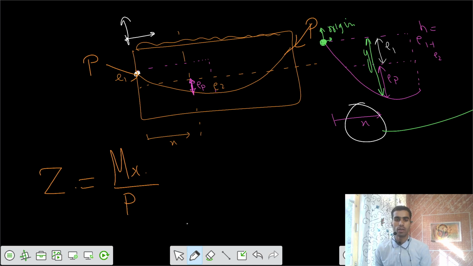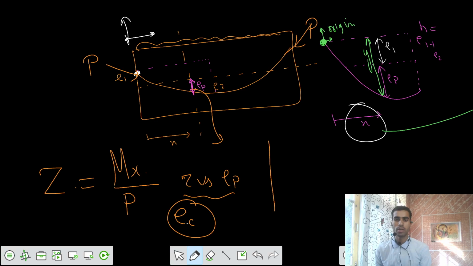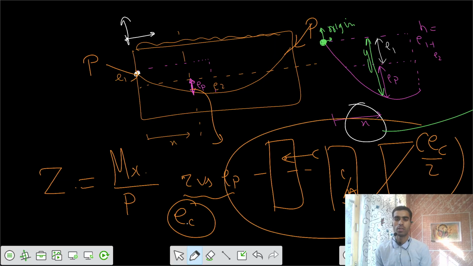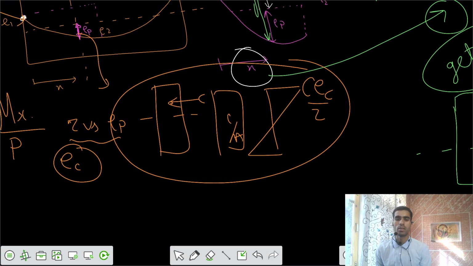After that, we can compare that Z versus what you call as EP. At that location, what we got is EP, and we can say what should be the value of EC. After that, I can draw the diagram. Let's say the EC was above the neutral axis, so this is your EC. So the diagram is P by A, and the second one is P EC by Z, and that's all from the stress method. So only two diagrams we have to take.